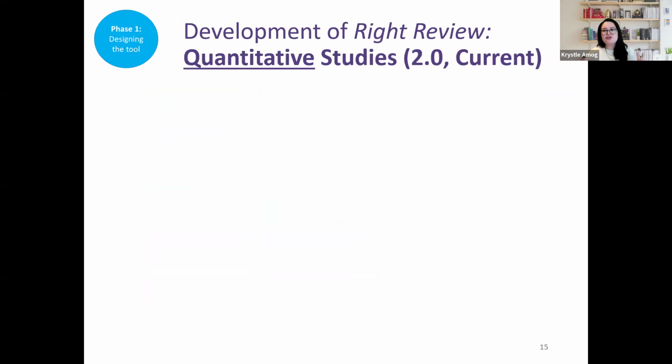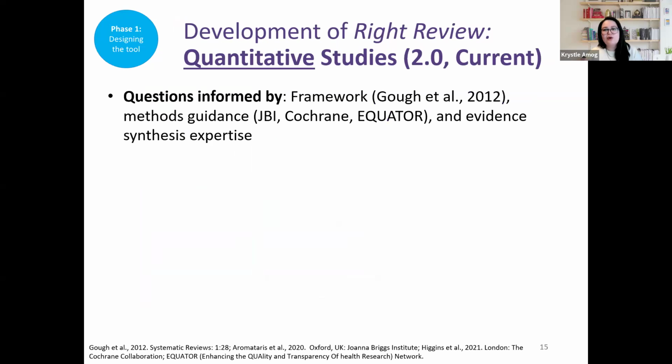I'm now going to describe how we designed the current version of the tool in a little bit more detail. So focusing first on the quantitative studies, the questions were specifically informed by multiple sources. So the first was a framework of different evidence synthesis types by Gao and colleagues. The framework classifies different evidence synthesis types along 3 dimensions. The first is the goal or objective. The second is the structure and components. And the third is the extent of the work required to address the research question.